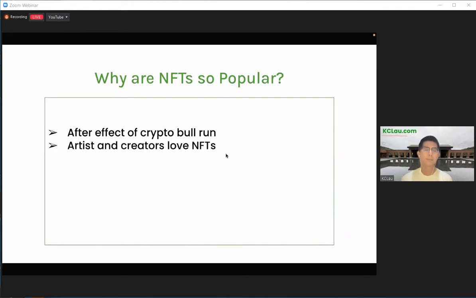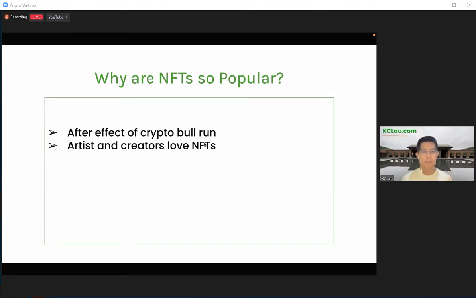And then also many artists and creators love NFTs, because when they do any piece of art that can be turned into digital, then NFT is actually a very good function for them to show their ownership of the artworks, and they can sell it. So it's like a new market for them to market their arts.